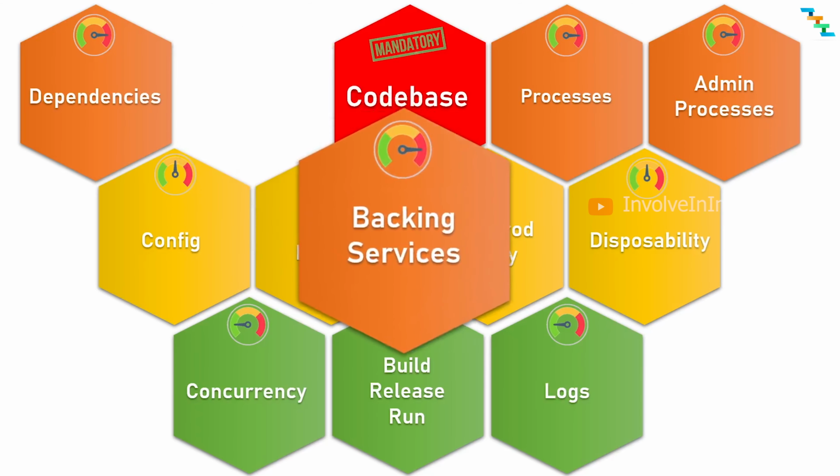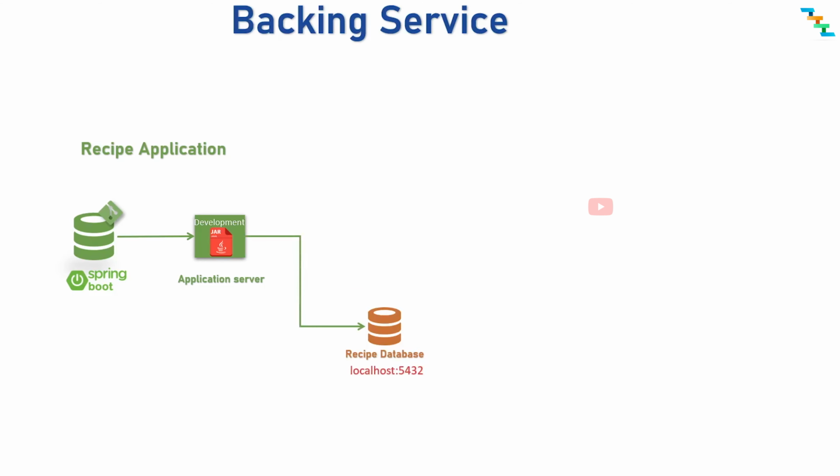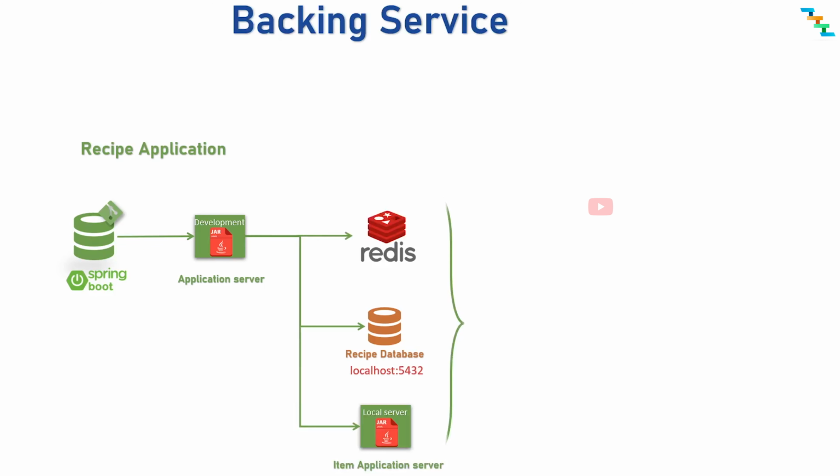Next we will see about backing services. A backing service is any service the application consumes over the network as part of its normal operation. For example, here the recipe application uses Redis for caching, a Postgres database for persisting the recipe data, and also connects with the item API service. Here the Postgres, Redis and the item API service are backing services.